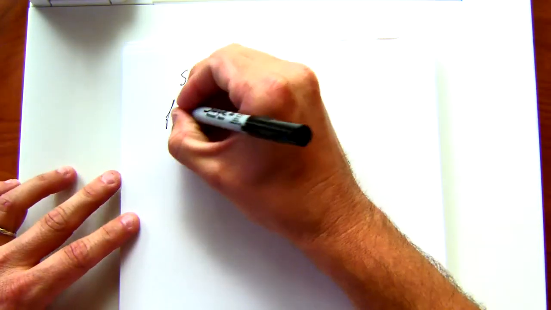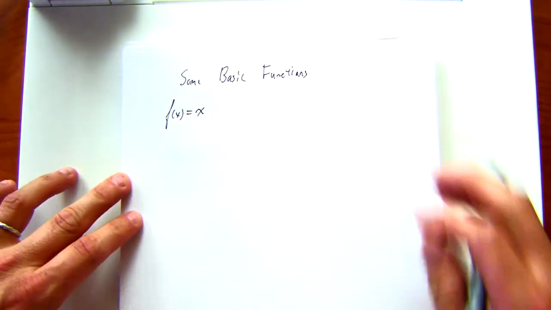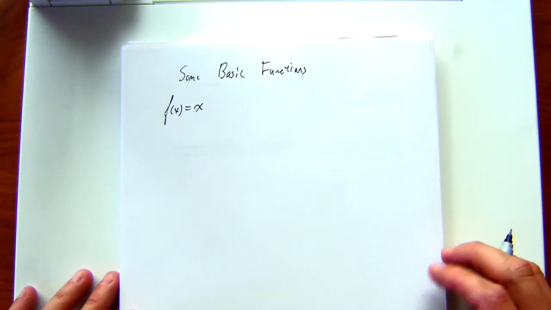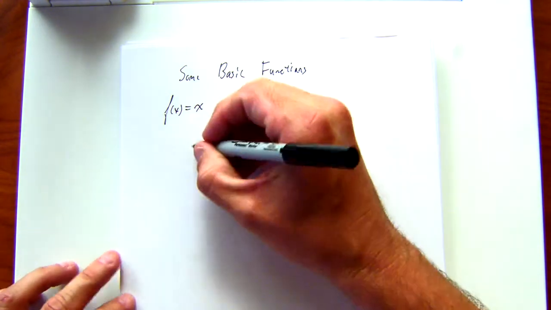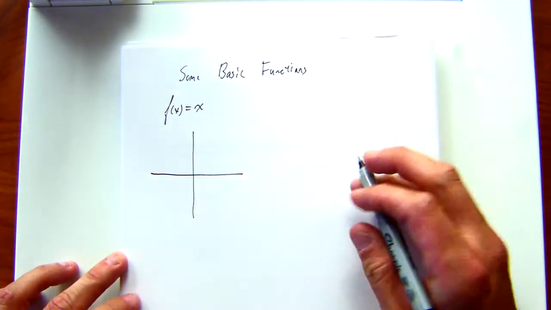The first one is called the identity function. f of x is equal to x. Well, what is f of x? y. So this says y is equal to x. So what does that look like?